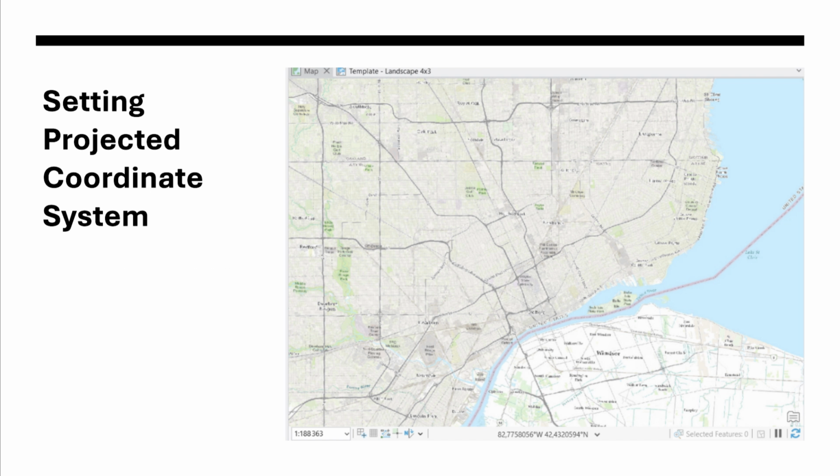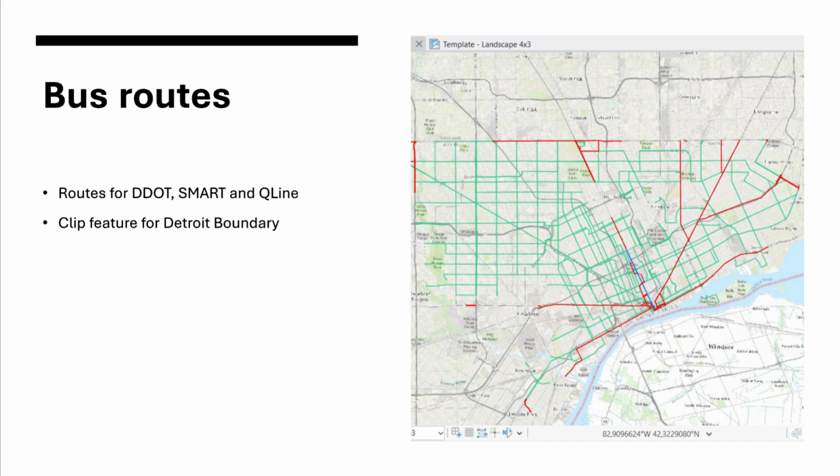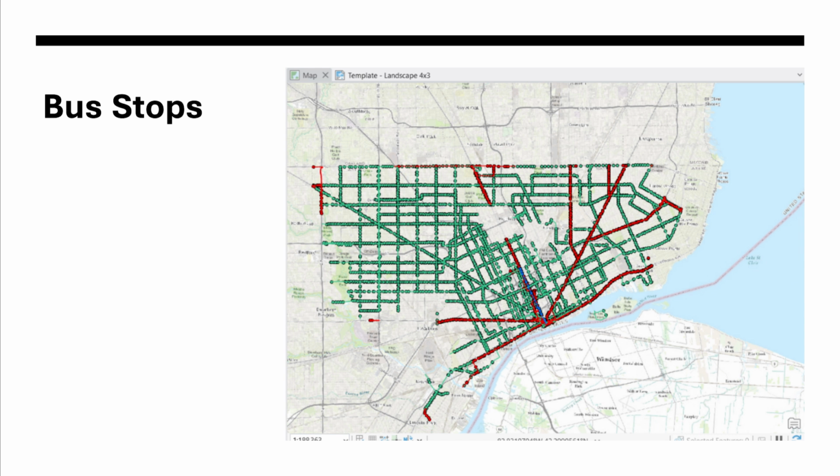So the first thing I had to do for my homework was, of course, setting the projected coordinate system to UTM-17N. Then the first layer that I added were the bus routes for DDOT, the SMART lines and the Q line. Then I did a clip feature with the Detroit boundary because I just wanted to look at Detroit, not Metro Detroit. Then the second layer that I added to my project were the different bus stops and the Q line stops.